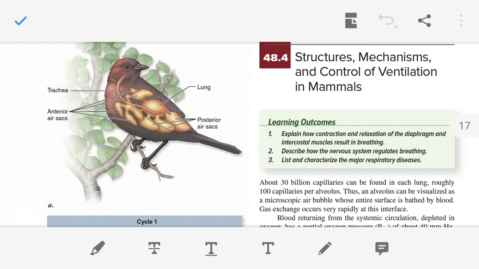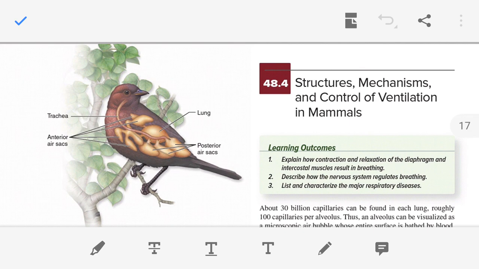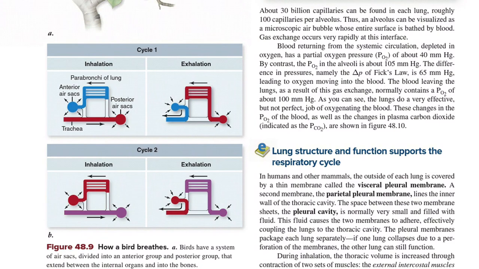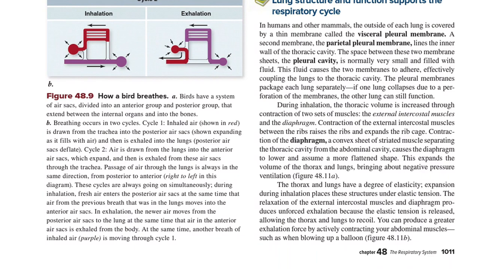So for bird, we are remembering the respiratory organ is the lung and the air sac. Now if you are interested, you can read this information, cycle 1, cycle 2, how the bird breathes. Okay, you can read this information.